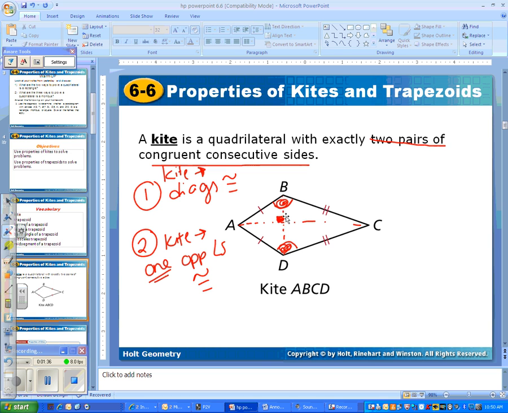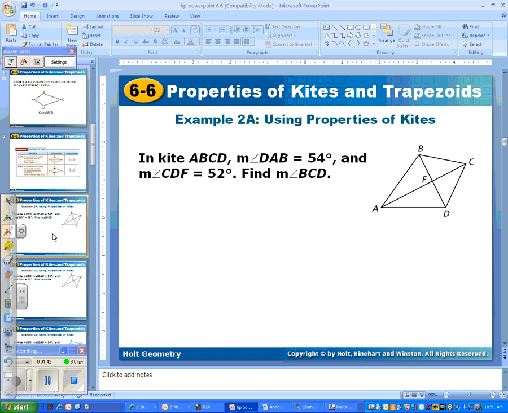Now, that's important, and I want you to write that down whenever you see kites, because filling in that information will help you figure out the missing angle measures. So it says kite ABCD. So right away, I want you to say, well, these sides have to be congruent to each other. These sides have to be congruent to each other, and we know that the diagonals are perpendicular, and we know that angle B has to be congruent to angle D. This will help us solve our problem.